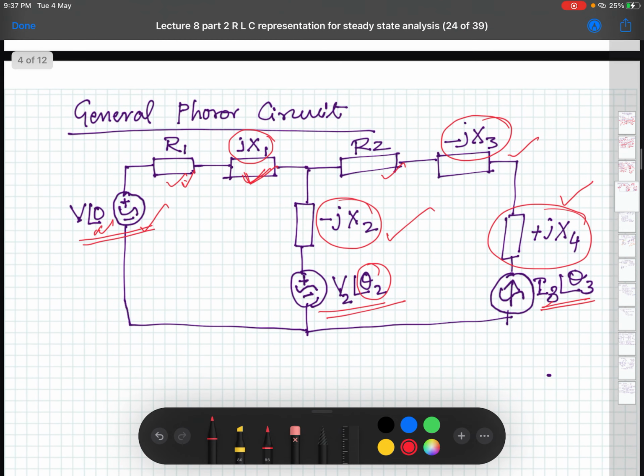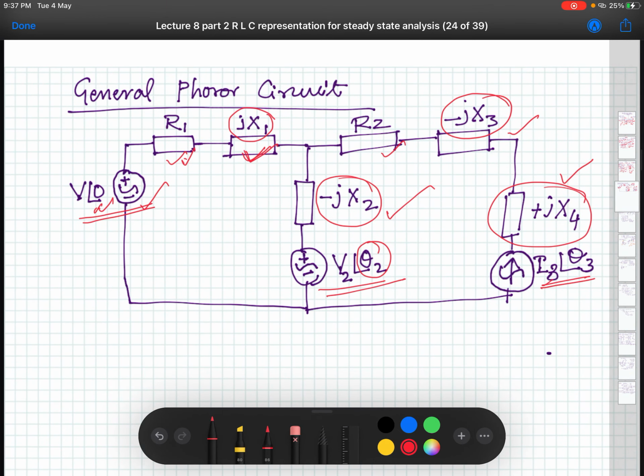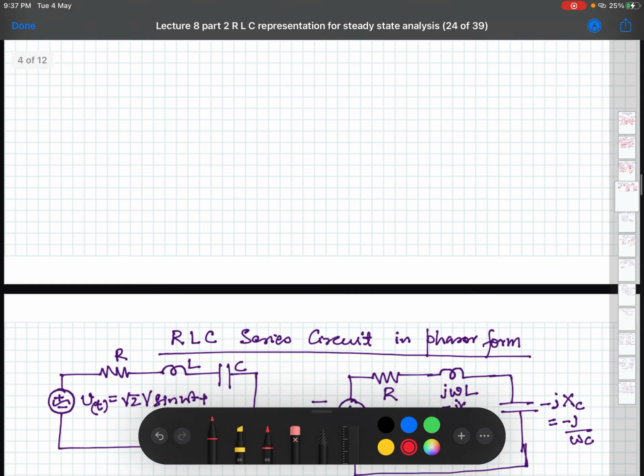And this looks quite straightforward for making the computation, as compared to if you go for sin omega t, then you will see how difficult it becomes writing the equation. Anyway, but here this is just to show you how a general phasor circuit would look like. I'll stop here.